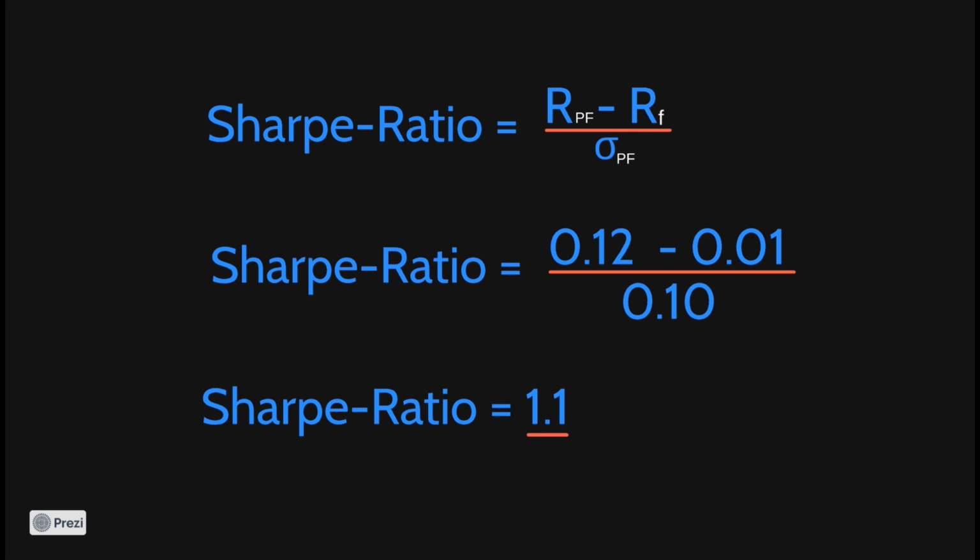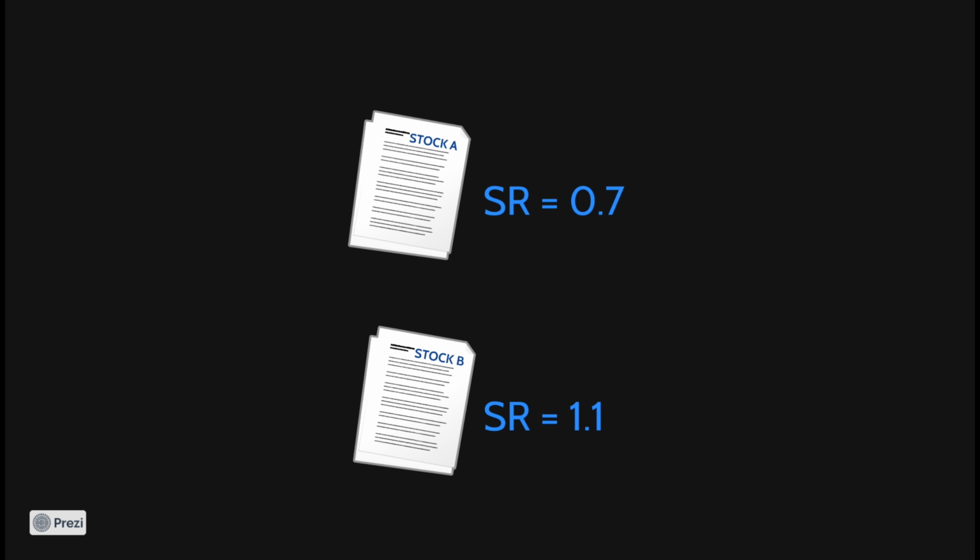The Sharpe ratio of stock A is 0.7, while the Sharpe ratio of the lower yielding stock B is 1.1. When taking risk into account, stock B now outperforms stock A. This shows that return alone is not really meaningful, and risk should always be considered to ensure a fair comparison.